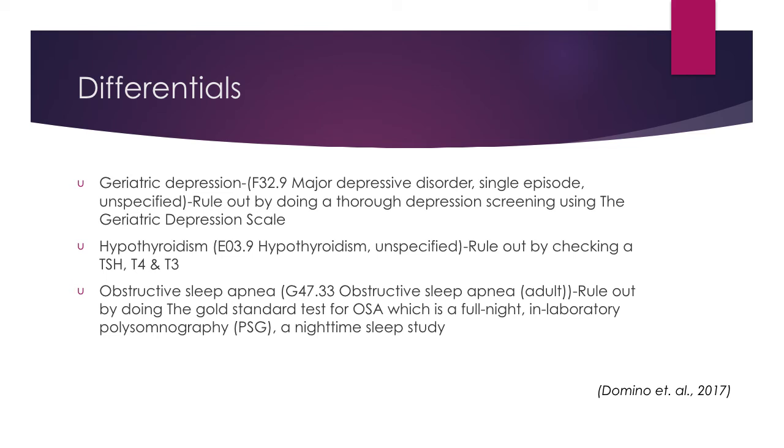Differential diagnoses include geriatric depression, hypothyroidism, and obstructive sleep apnea. To rule out depression, we start by doing a thorough depression screening, and we can use tools such as the Geriatric Depression Scale. We can rule out hypothyroidism by simply checking a TSH level, a T4 and T3 level. The gold standard test for obstructive sleep apnea is a full night in a laboratory sleep center.